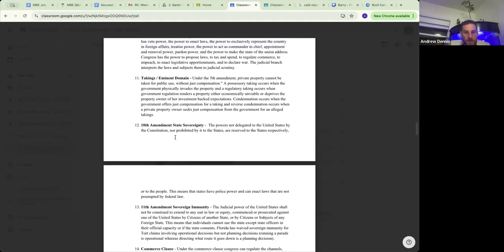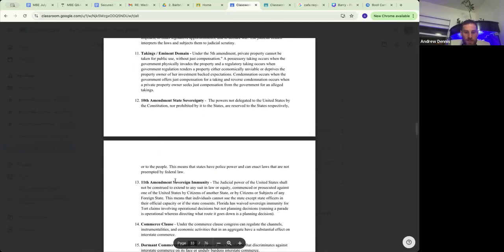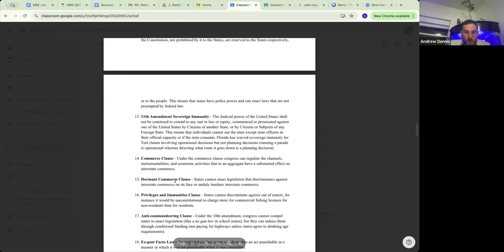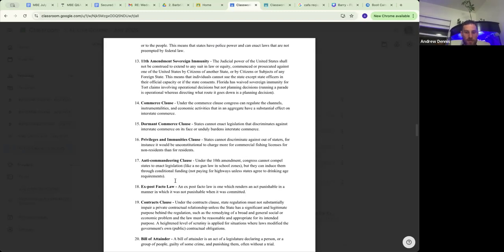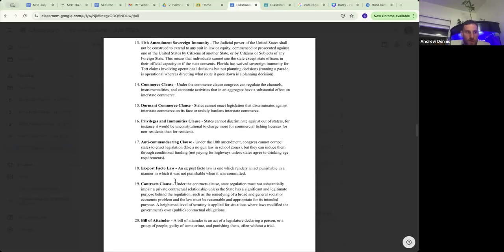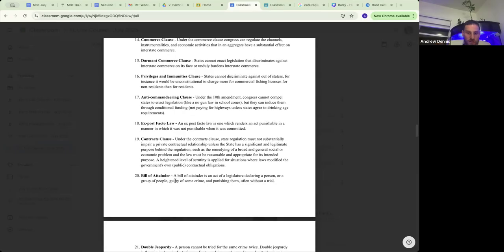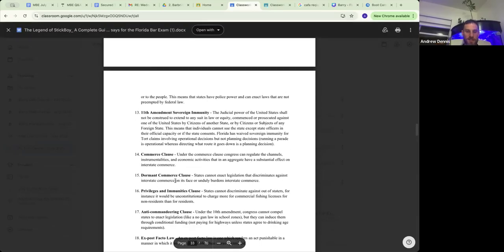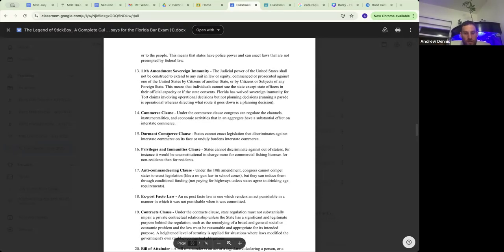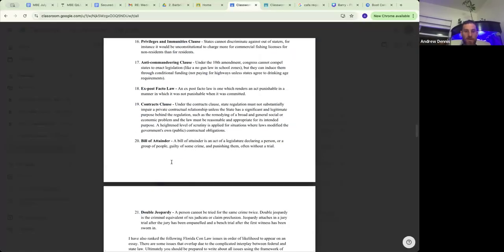Takings, eminent domain, 10th Amendment, state sovereignty, 11th Amendment, sovereign immunity, Commerce Clause, Dormant Commerce Clause, privileges and immunities, anti-commandeering, ex post facto law, can't punish retroactively. Contracts clause, bill of attainder, double jeopardy. I mean, these things aren't tested heavily, but you should know them definitely for the MBE, right?